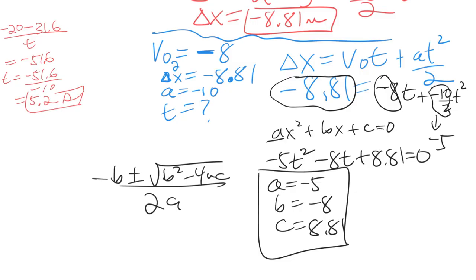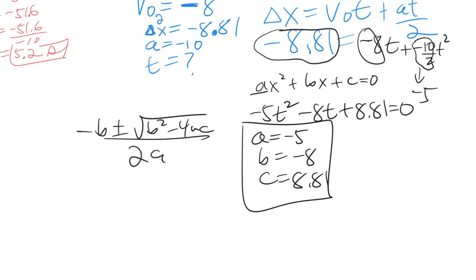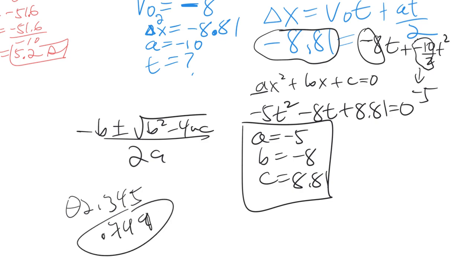Okay, so I get on my calculator, I get two answers. I get negative 2.345. Obviously, that's going to be the wrong one because it's negative. Time can't be negative. I'm getting a positive 0.749. Of course, I picked the positive answer. So t equals 0.75 seconds.